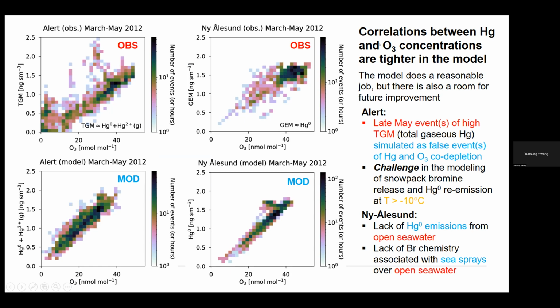And as I said just now, the weakness in the model is the bromine source term at relatively high temperature, perhaps above -10 degrees Celsius. Under some circumstances, bromine can be released very significantly, but at other times it's not. So that kind of separation is not really captured yet. So that's one weakness.